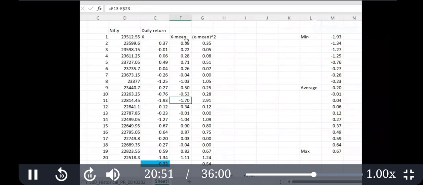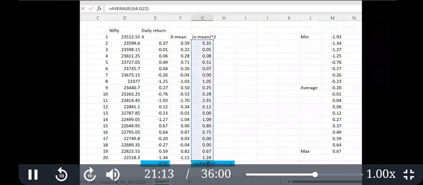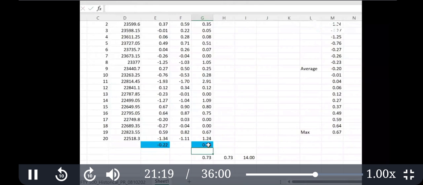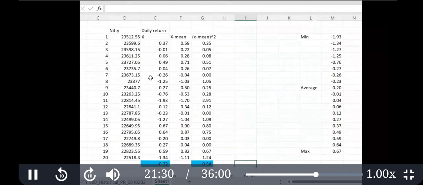The next step is to square this, the square of x minus mean. When we take the square, the minus sign automatically disappears because it has become a square. Then take the average of the squares. When you take the square root of the average of those squares, you get the standard deviation. So the standard deviation is the deviation of daily return.